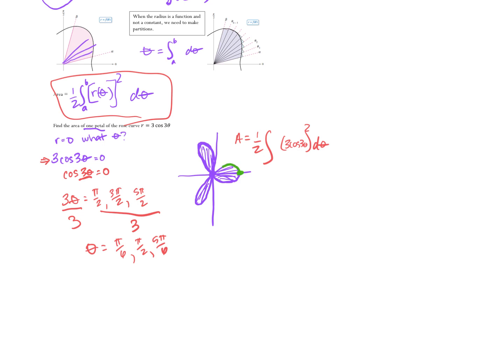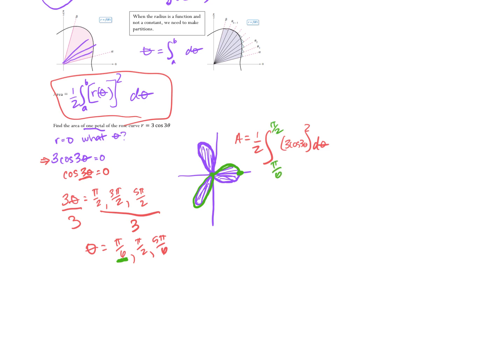And so if you watched your calculator as it did this, it started here and went here. So from 0 to that first one, pi over 6, 0 to pi over 6 is what gave me half of that first petal. And then if I want to keep going to get a full petal, I could go from pi over 6, keep going, and then back up to pi over 2. So I'm going to use pi over 6 to pi over 2 as my bounds.